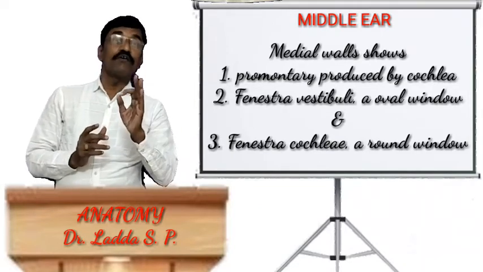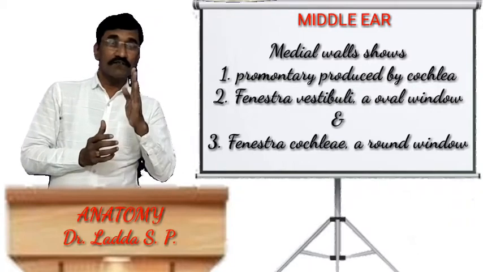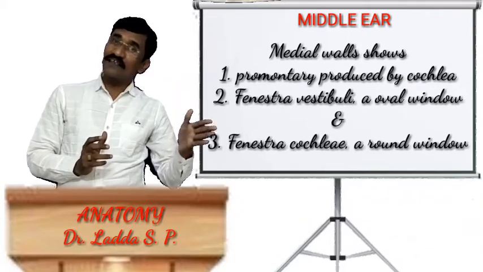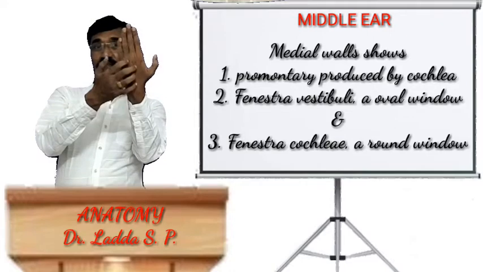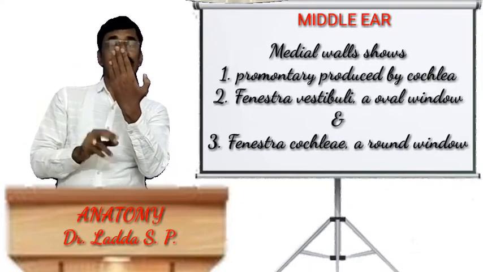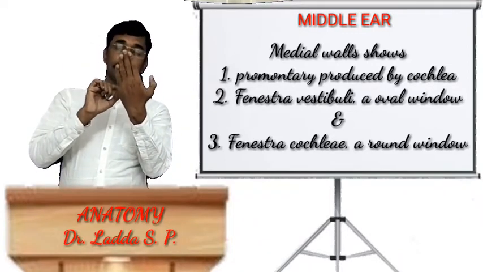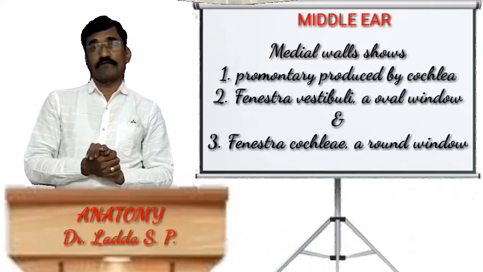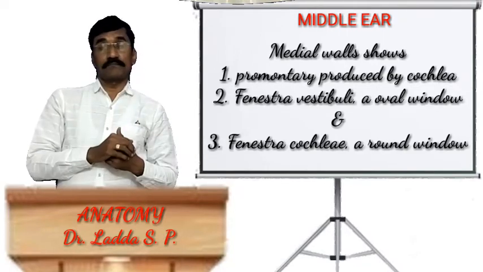One is the fenestra vestibuli, and the second one is the fenestra cochleae. It is simple. The vestibuli is concerned with the vestibule of the inner ear, and the cochlea one with the cochlea of the inner ear. So these are the openings at the medial wall. Among these openings, one is of oval shape and the second is of round shape. The opening for the vestibule is oval, whereas the opening for the cochlea is round. There is a round window.